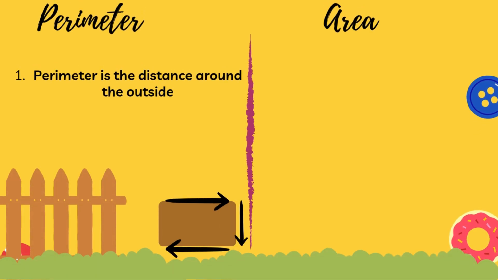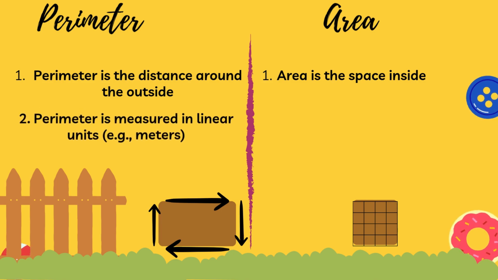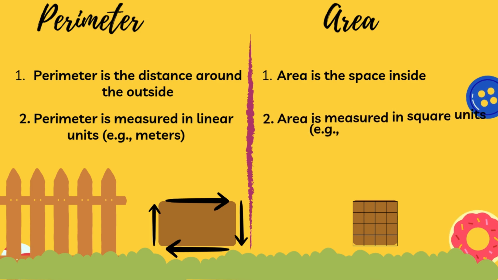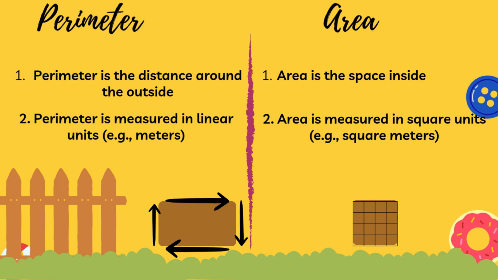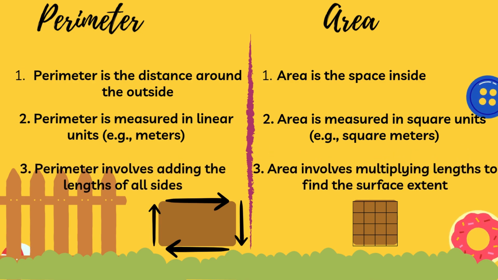Perimeter is the outside distance, like a fence around your garden. Area is the inside space, like the grass inside the fence. Perimeter is measured in units, like meters, while area is measured in square units, like square meters. Perimeter involves adding the lengths, and area is multiplying the lengths to find the surface.